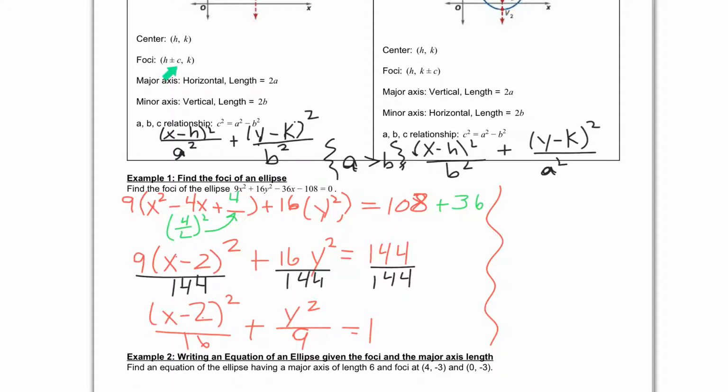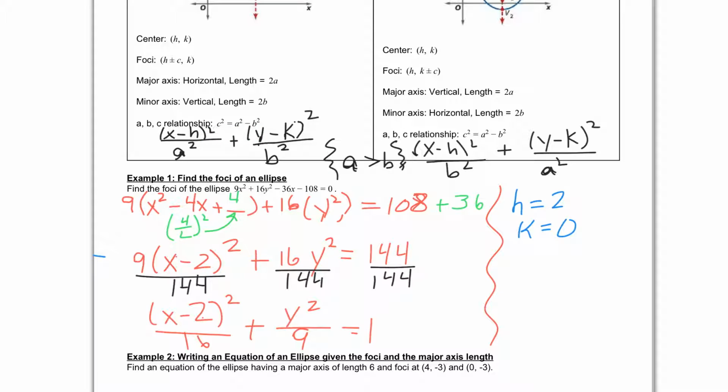So the foci that I need, the equation for that is right here. H plus or minus c, and then k. So I can get my h and my k from here. My h value is 2, and I know my k value is 0. So I know h is equal to 2, and k is equal to 0. And then I need to find the c value. The relationship of c is given right here. C squared is equal to a squared minus b squared. So I'm going to use that formula in order to find c.